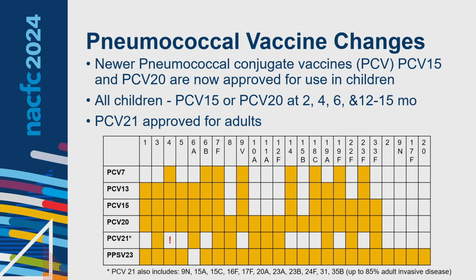In addition, PCV 21 has been approved for use in adults, but I wanted to point out that although PCV 7, 13, 15, and 20 progressively added additional serotypes, for PCV 21 there's a lot of non-overlap. The serotypes covered in PCV 21 are much more limited and notably exclude serotype 4, which I'll get into in a moment, but it also includes a number of other serotypes that are not in the conjugate vaccines. Those were included in PCV 21 because now the combined coverage for adult invasive disease is on the order of 85%.